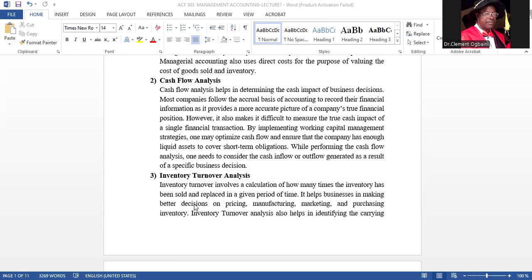it divides all the activities of the organization into three. One, we have the operating activities. Two, we have the financing activities. Then we have the investment activities. So the operating activities are the day-to-day activities that are done in an organization, like sales, purchases, repairs, and maintenance. These are operating activities.